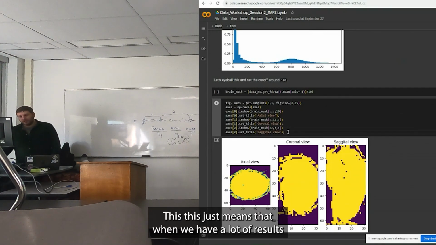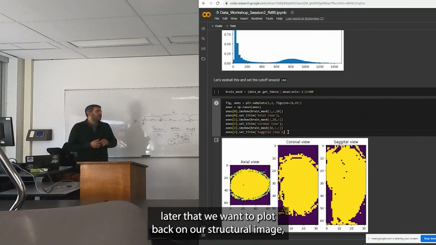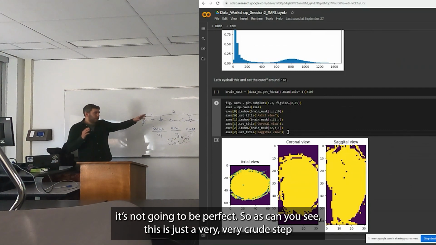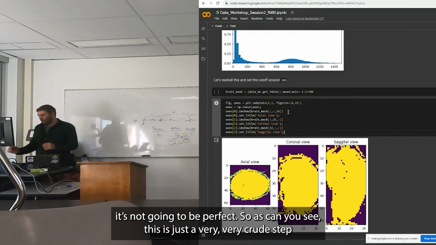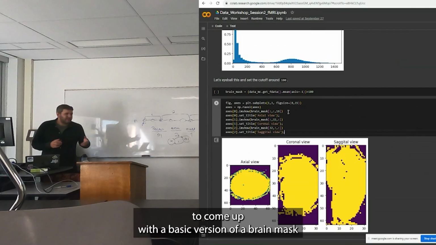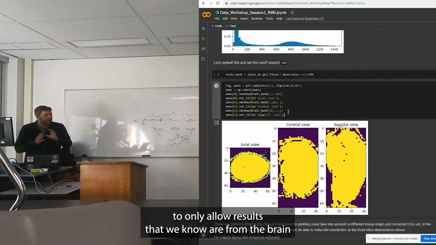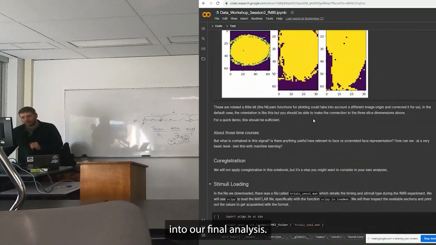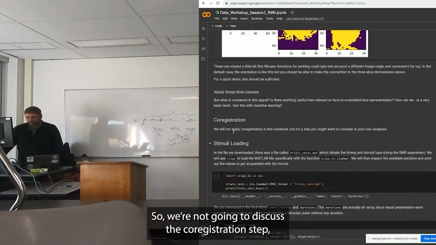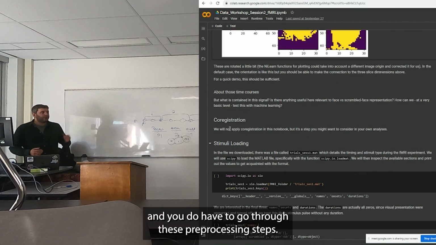So we plot this. This just means that we can plot back onto the structural image and ignore what's outside. It's not going to be perfect, because as you can see, this is just a very, very crude step, but this is how we're able to come up with a basic version of a brain mask to only allow results that we know are from the brain into our final analysis. We're not going to do a registration step, but that is probably an option if you are working with fMRI data and you have to go through these pre-processing steps.